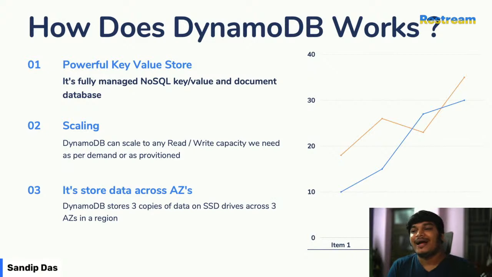Okay, there are some catches, I will say, but it's okay. We'll come to that. Now another part here is how it stores the data. It stores the data across the AZs or availability zones, and DynamoDB actually stores 3 copies of data on SSD drives across 3 availability zones in a region. So always keep that part in mind.